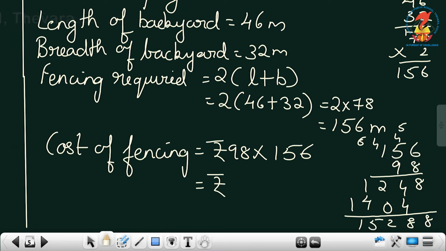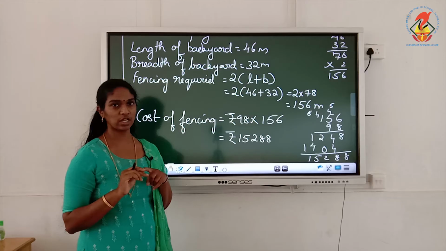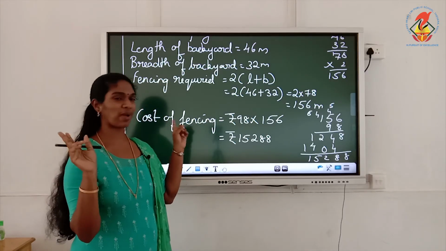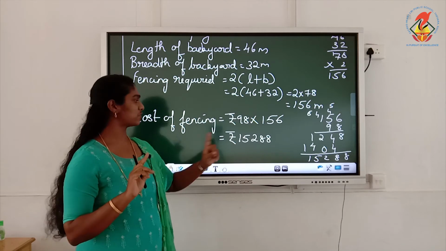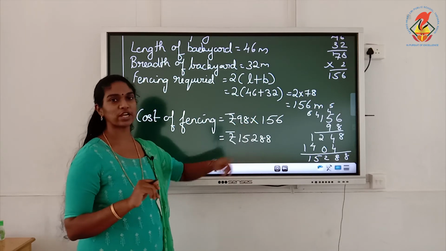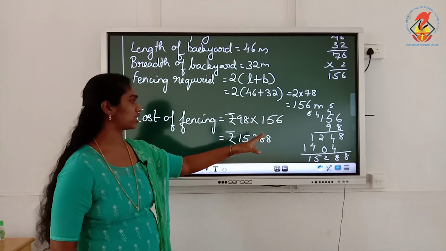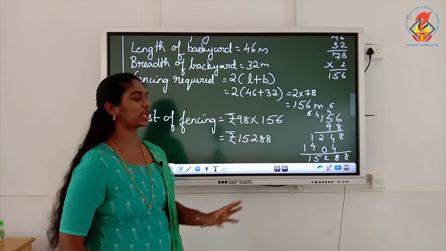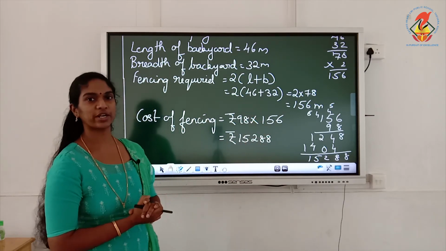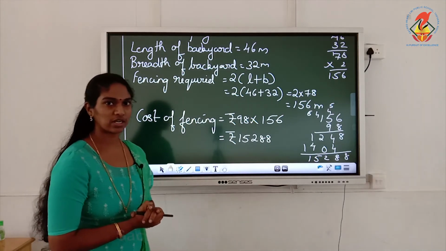Cost is 15,288. So the cost of fencing the backyard is 15,288 rupees, because for 1 meter they are charging rupees 98. We need 156 meter for the fencing. So, you multiply with 156, you get rupees 15,288. Okay, understood, children?